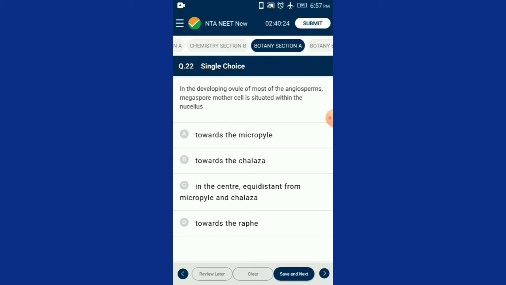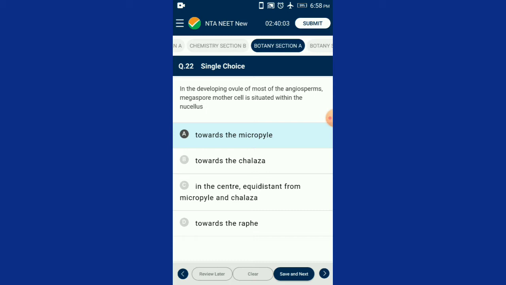It undergoes meiosis to form a linear tetrad of 4 haploid megaspores. Out of these, 3 megaspores towards the micropylar end disintegrate. The one towards the chalazal end is the functional megaspore. So the answer is option A, towards the micropyle.